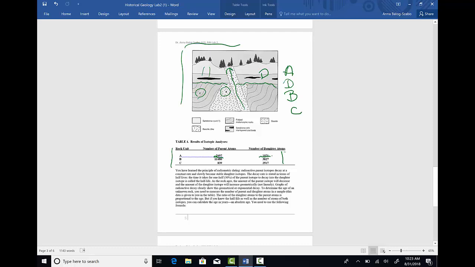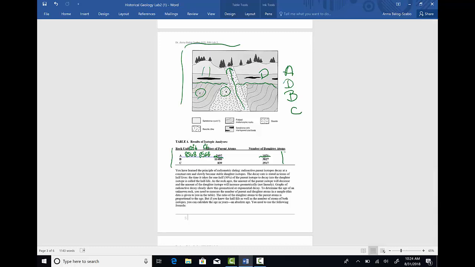So 7,497 plus 1,071. That's 8,568. Now, this is 100%. To get the 1%, we just have to divide it by 100. So the 1% is going to be 85.68.